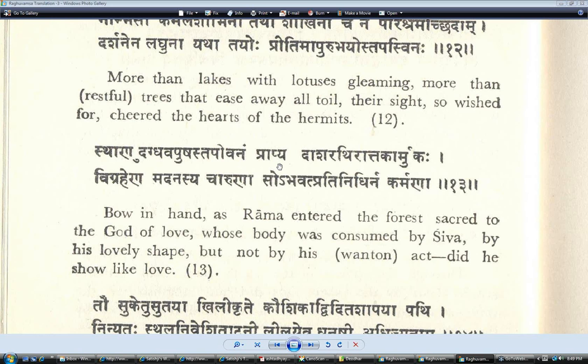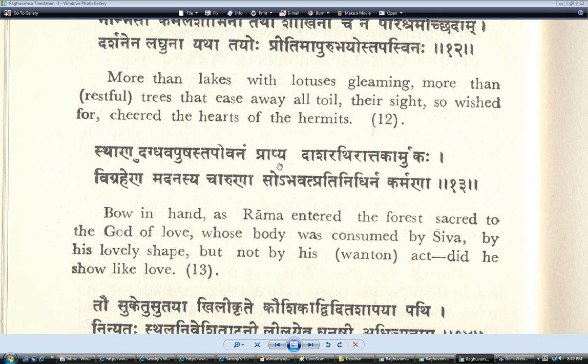Which was that? Sthanur Dagdha Vapusha. Only Sthanu Dagdha Vapusha. So Sthanu is Shiva, Dagdha is burnt, consumed, and Vapusha is a Bahuvrihi. So Sthanuna Dagdham Vapuhu Yasya Saha. Then by his lovely shape, Charuna Vigrahena. Beautiful. Charuna Vigrahena.